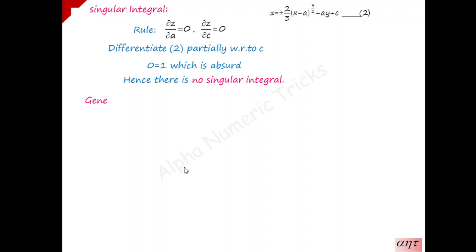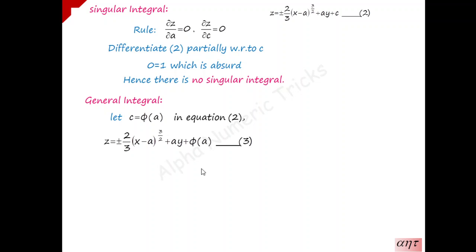Next we have to find out the general integral. General integral is also similar. The 2 constants in the complete integral are reduced to a single constant by the substitution c is equal to phi of a in the same complete integral. Okay, so then your complete integral becomes z is equal to plus or minus 2 by 3 into x minus a whole power 3 by 2 plus ay plus c is replaced by phi of a. Okay, that is one constant is written as a function of the other one. We have to write it. Number that equation as 3.